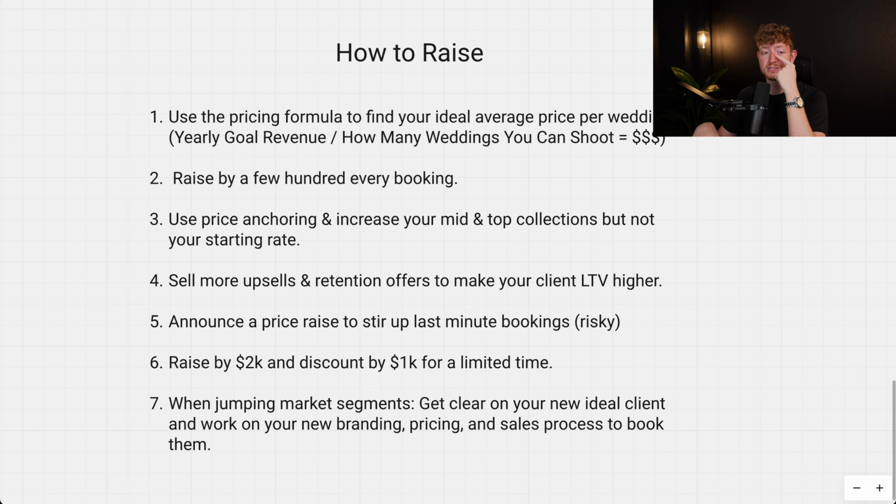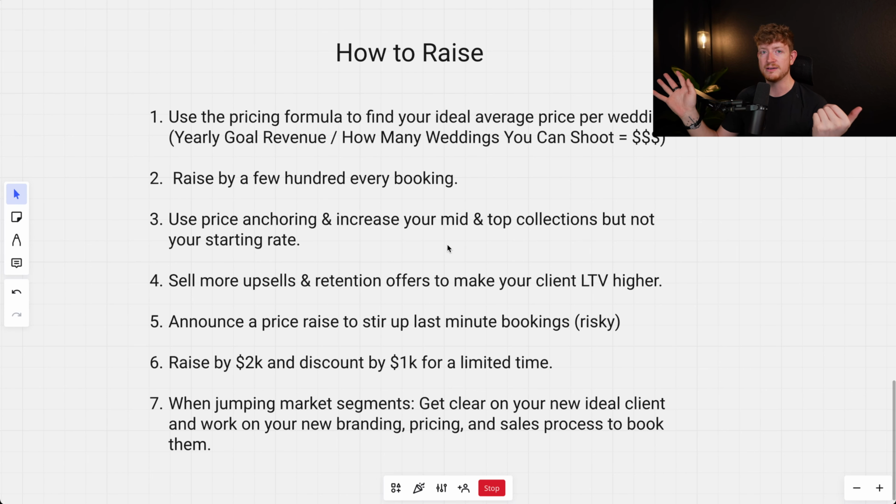So this is a little bit more advanced, but if you don't know what price anchoring is, this is basically where, let's say you have 3 collections, and I'm not saying this is the best way to do it. I'm just saying this is an example. So let's say you have 3 collections. The first collection you have is your top tier collection, right? Let's say it's 10 grand.